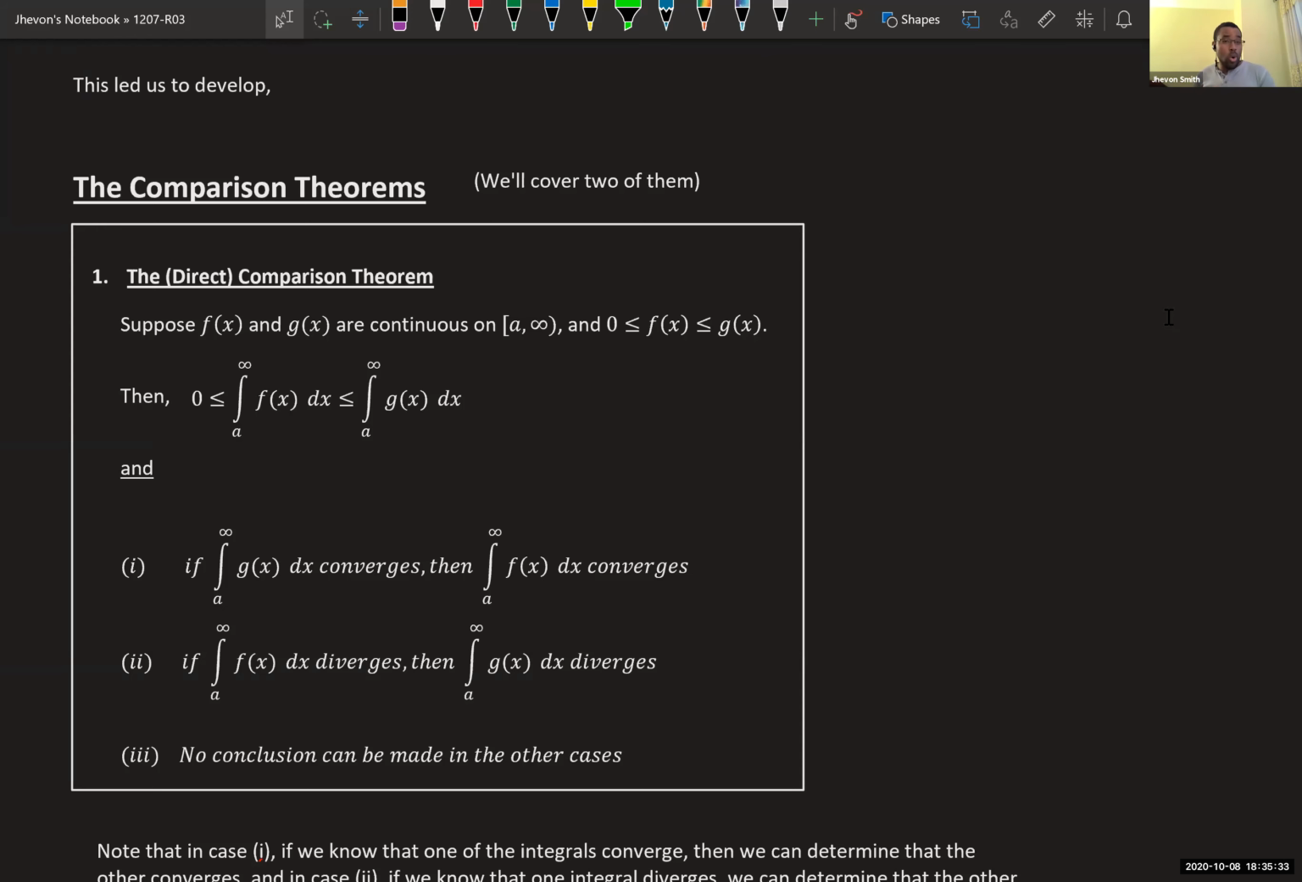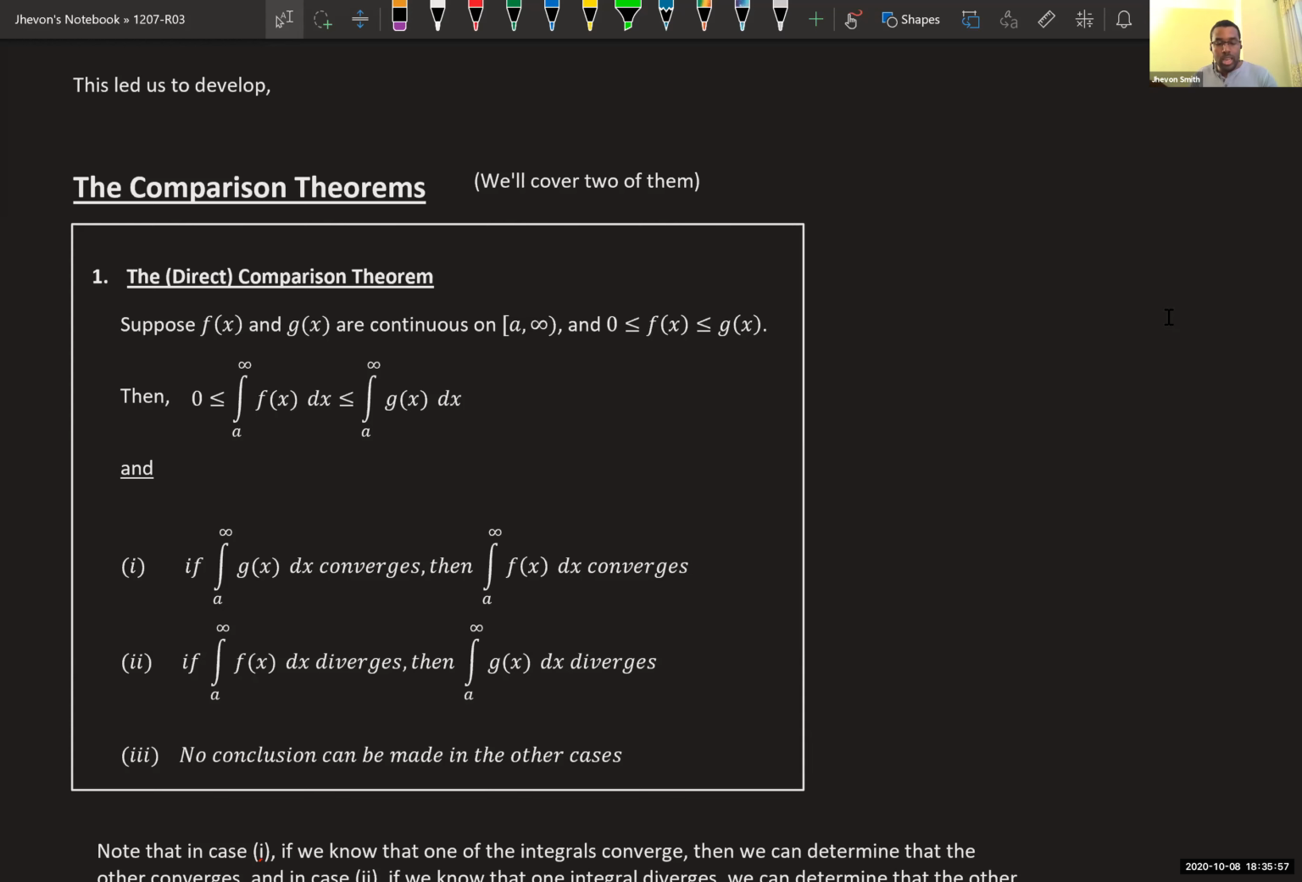We learned in Calc 1 that the integral will maintain the inequality relationship, right? So this is something you learned in Calc 1. If f of x is less than or equal to g of x, then the integral of f of x is going to be less than or equal to the integral of g of x, right? If this curve is bigger, the area under that one is going to be larger than the area under this one. Makes a lot of sense. Okay.